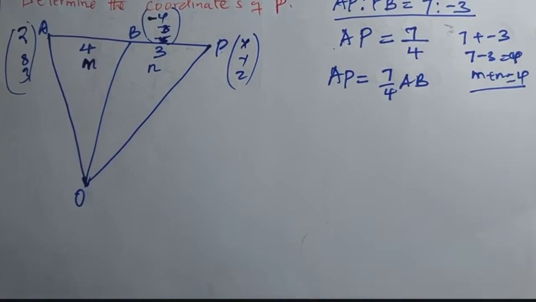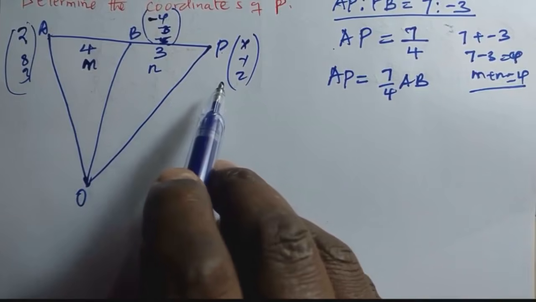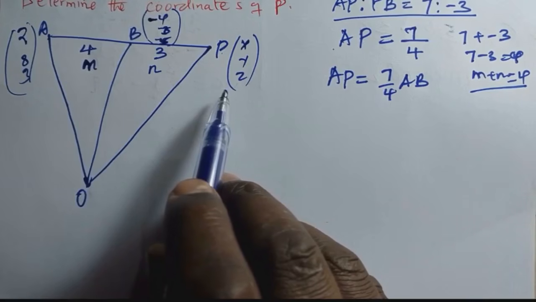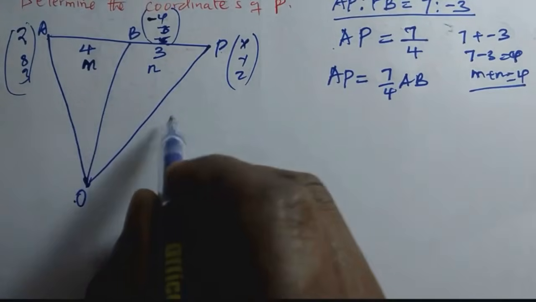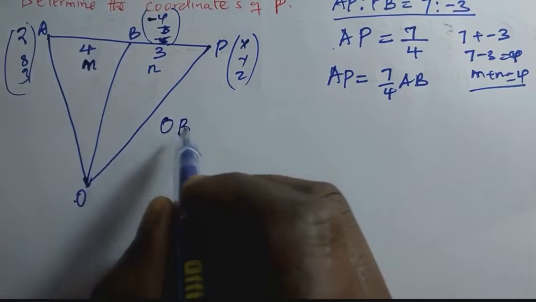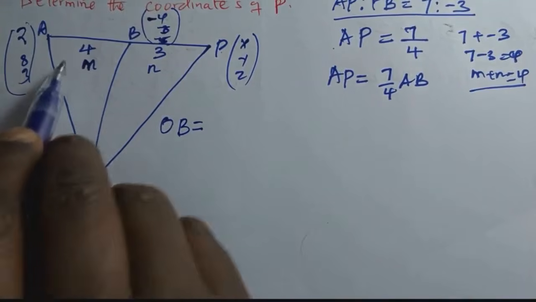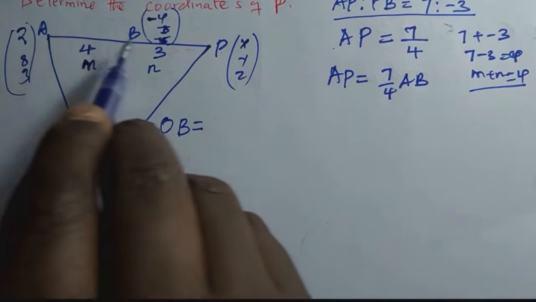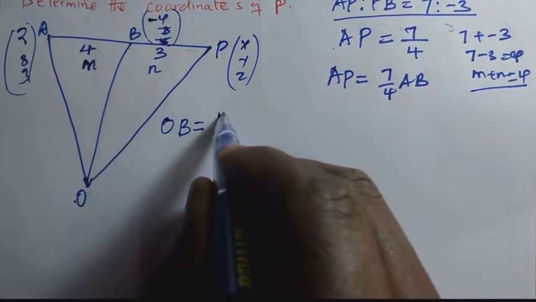So let's go straight to the working. We know we can go straight and get P, but I want to go the way that you understand. How do we get OB? OB, using the ratio theorem, OB is equal to, using the ratios, 4 over the total 7, which is 4 over 7.